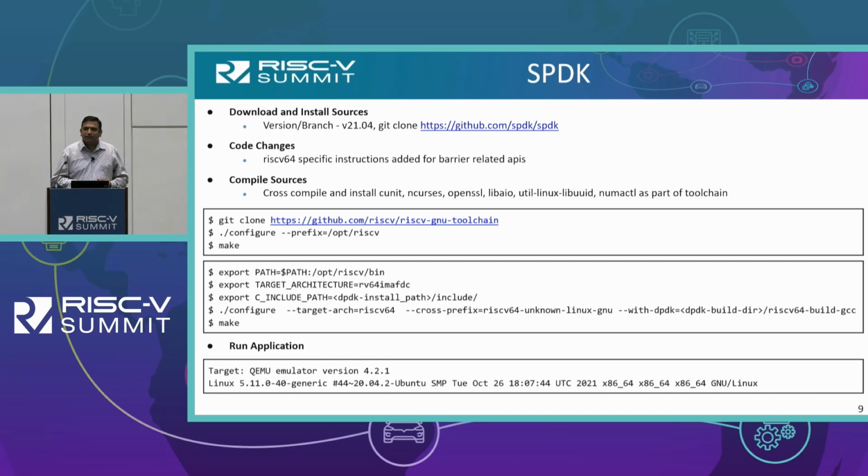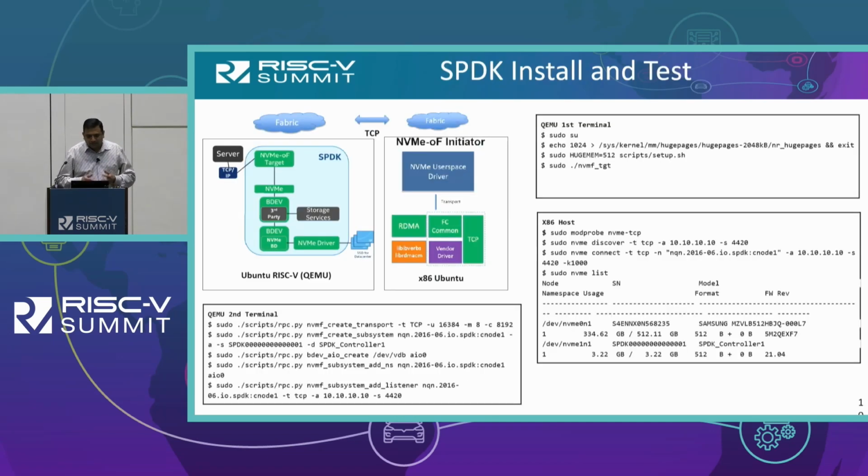So moving to SPDK, as I mentioned, this took about a week, and here the story was similar with a little bit of changes. So here we downloaded the 21.04 sources, and then one of the things that we had to do here was to add the barrier-related specific APIs for RISC-V. So that was the only change we had to make here, because SPDK is a library that links with your application. So we compiled the sources, and then pretty much ran it on QEMU again. And then the rest of the thing was pretty straightforward. So once we added the barrier APIs, we did a cross-compile and then ran it on QEMU, and then we were done.